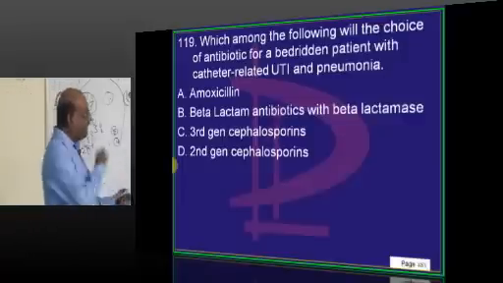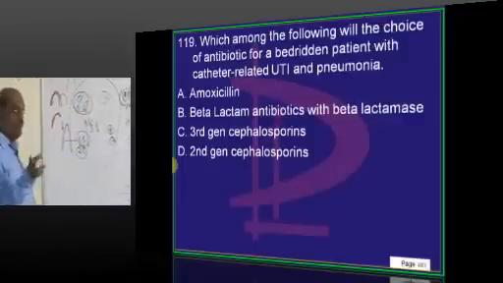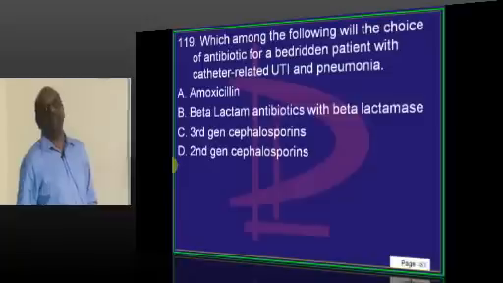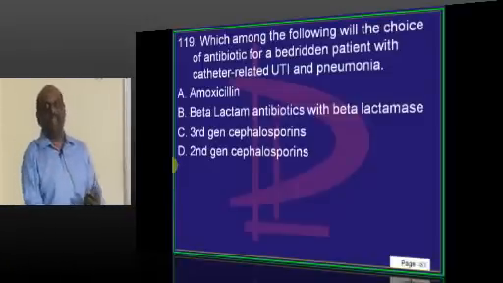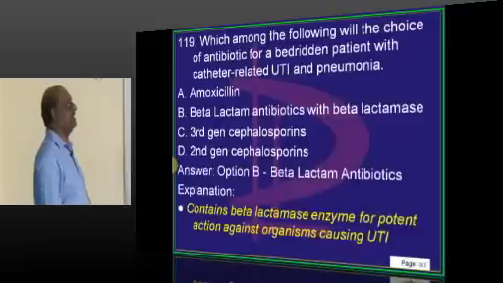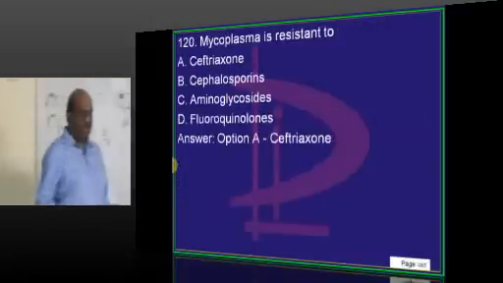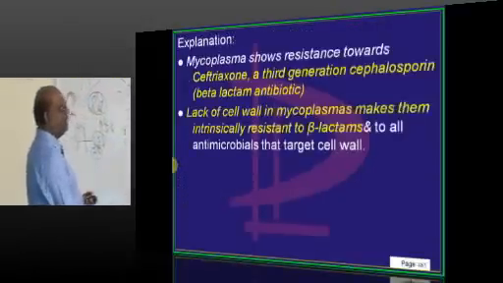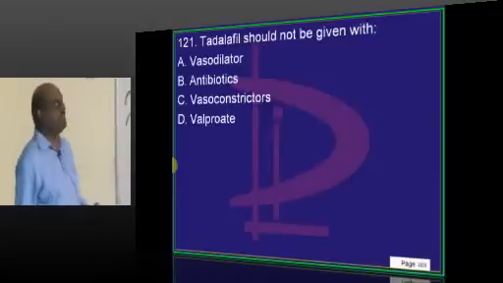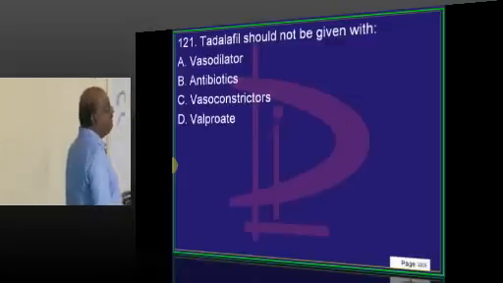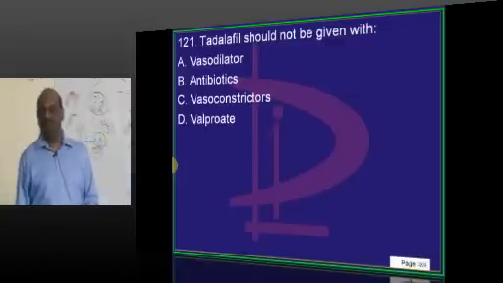Catheter related UTI and pneumonia, if both are there, then beta-lactam alone will not work. You have to add clavulanic acid also along with amoxicillin. Mycoplasma don't have a cell wall, that's the reason ceftriaxone like drugs cannot act, because they act by inhibiting cell wall synthesis. Tadalafil should not be used with what?